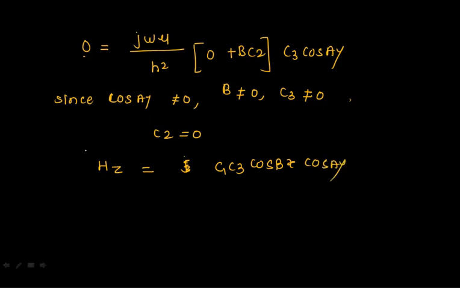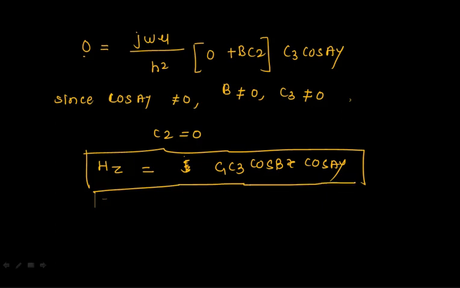So I'll denote this equation as equation number 2. Okay, I have put C2 is equal to 0 in equation number 1. So I have got something as equation number 2. Now I'll go for the second boundary condition.